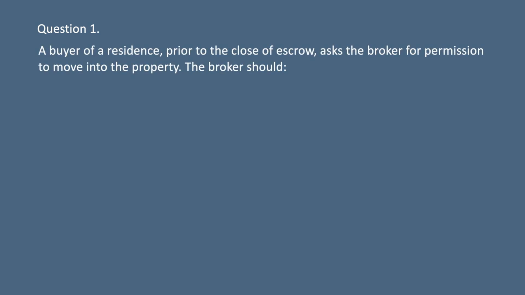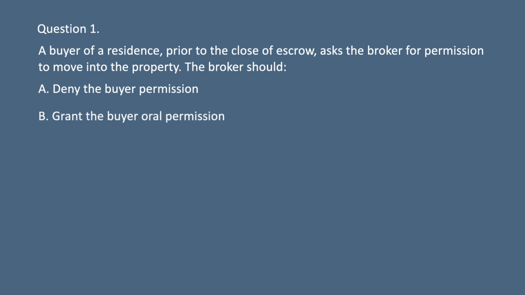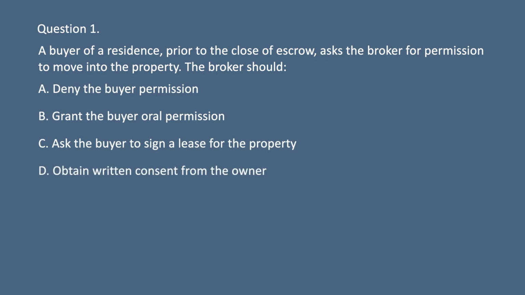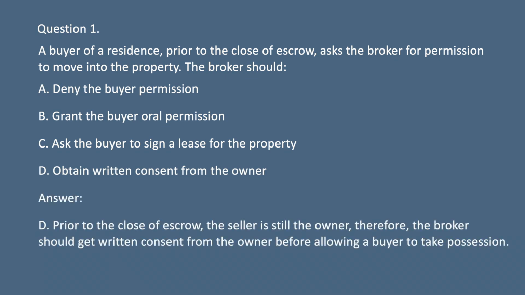Question 1. A buyer of a residence, prior to the close of escrow, asks the broker for permission to move into the property. The broker should A. Deny the buyer permission. B. Grant the buyer oral permission. C. Ask the buyer to sign a lease for the property. D. Obtain written consent from the owner. Answer: D. Prior to the close of escrow, the seller is still the owner, therefore, the broker should get written consent from the owner before allowing a buyer to take possession.